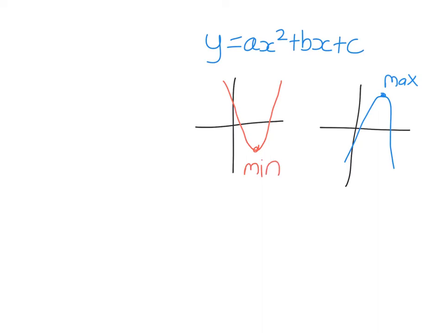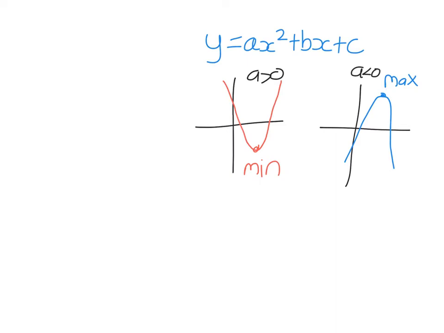So how you determine whether or not it's a minimum or maximum is really easy. It's totally determined by this value here for a. So if a is positive, then the parabola is a smiley face and has a minimum turning point, and if a is negative, the parabola is a frowny face and the turning point's a maximum.